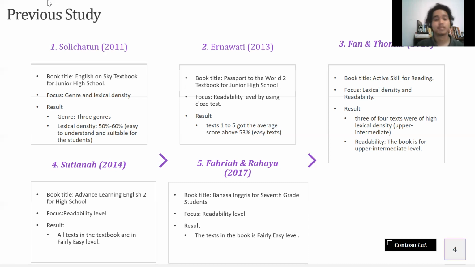SMP Negeri 1 Banjarmasin. From the research above, it can be said that this research is different from other research that has been carried out before. What makes it different are first, the data were absolutely different. This research will use reading materials in Bahasa Inggris textbooks, the same with the fifth one, but it's for third grade of elementary school as the data source. And second, this research will analyze the readability level of four texts in the book by using the space readability formula.